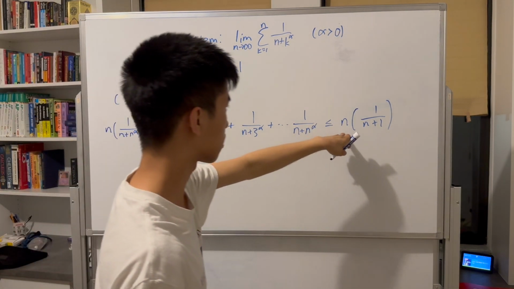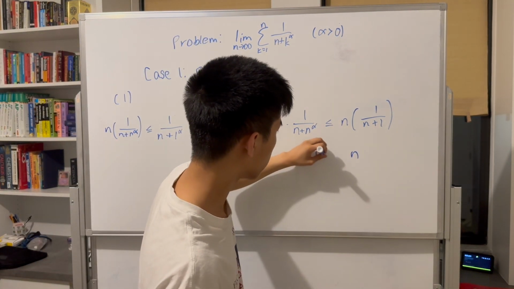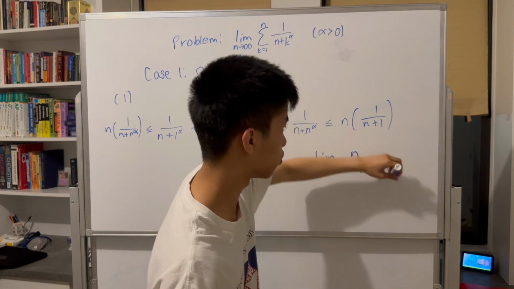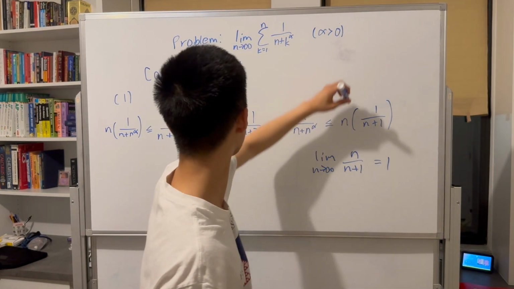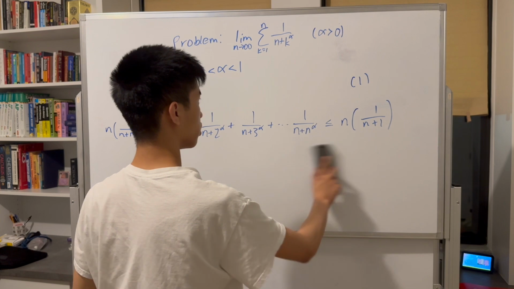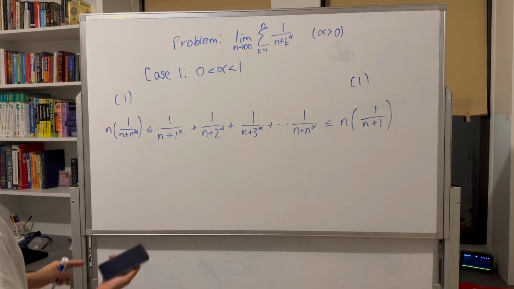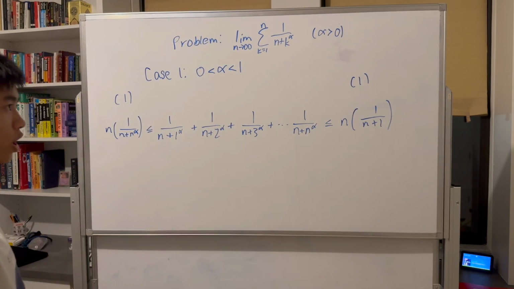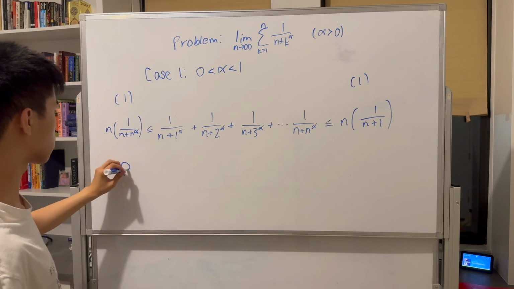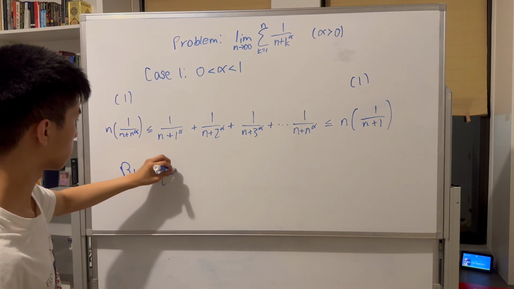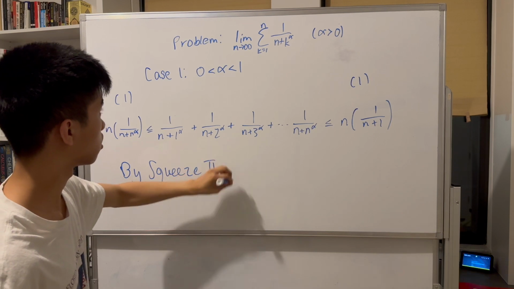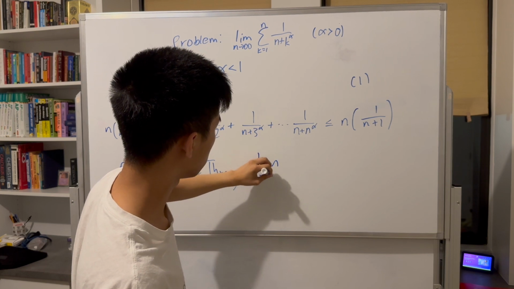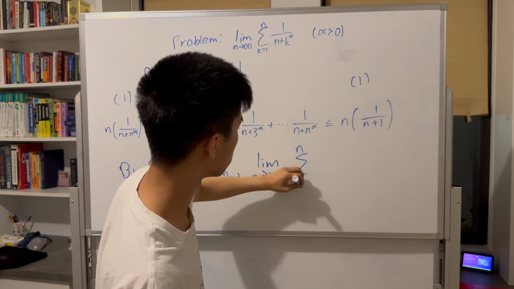And the limit as n goes to infinity of n over n plus 1 obviously is 1. I don't need to give any further explanation, so this one I'll also label as 1. Since the limits of the lower and upper bounds both go to 1 as n goes to infinity, by the squeeze theorem, the sum must also go to 1.